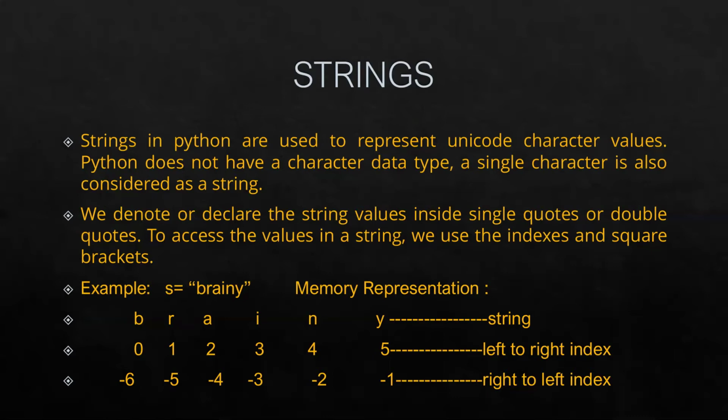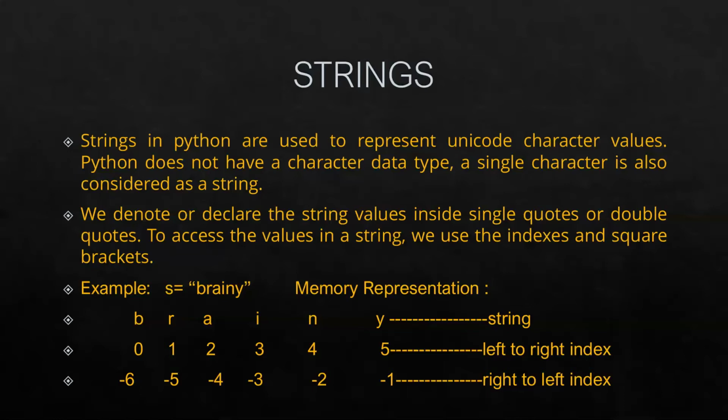To access the values in a string, we use indexes and square brackets. Here I have declared an example variable s, which has the value brainy in double quotes. As I said, whether in single quotes or double quotes, it is actually a string. So, brainy. First one is the string in memory representation.